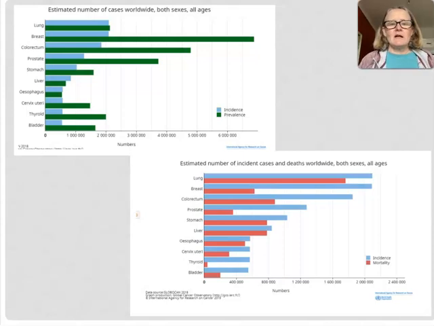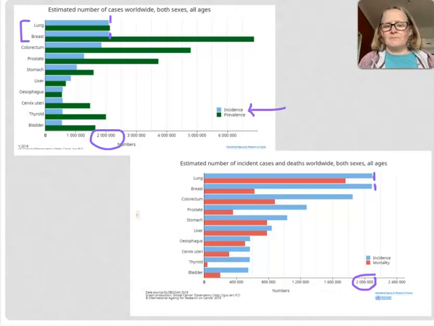We're only going to look at the top two diseases. We're going to look at lung cancer and breast cancer. And you will notice from this blue line here that the incidence rate for both of these cancers is approximately the same. And it's actually the same on this graph here, which has got a slightly different scale, but the number is still around 2 million new cases per year across the world. And what's interesting is the green line is very big for breast cancer.